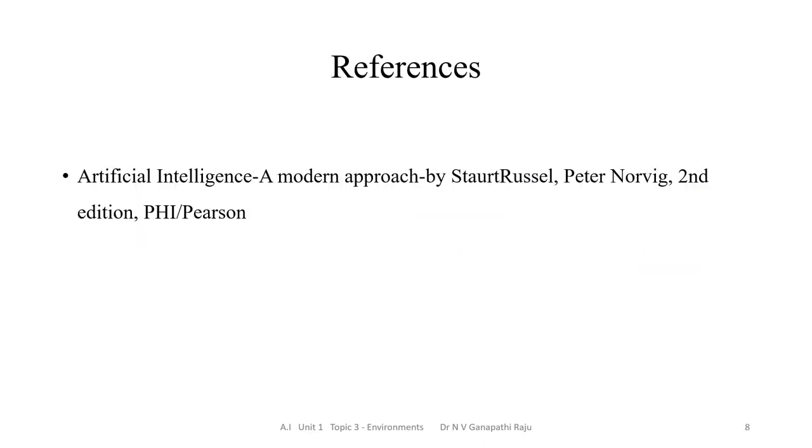References: our prescribed textbook is Artificial Intelligence: A Modern Approach by Stuart Russell and Peter Norvig. The prescribed edition is the second edition, but in the market we have the fourth edition by PHI and Pearson.